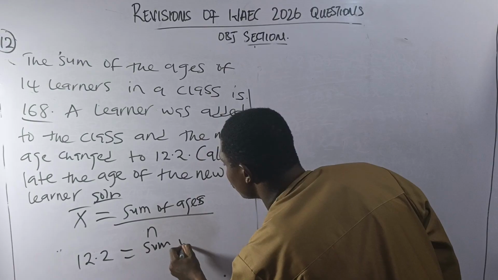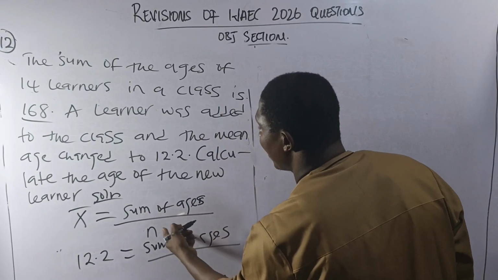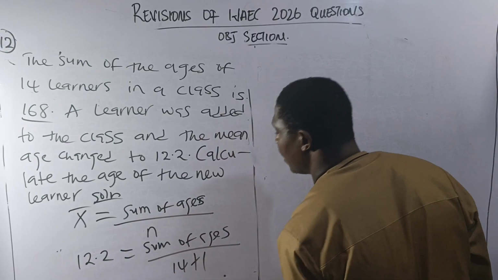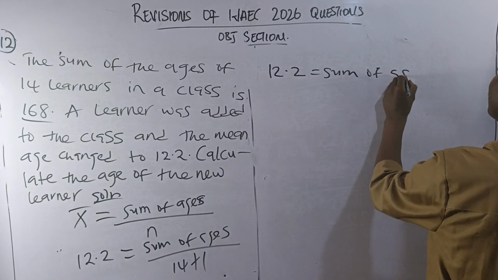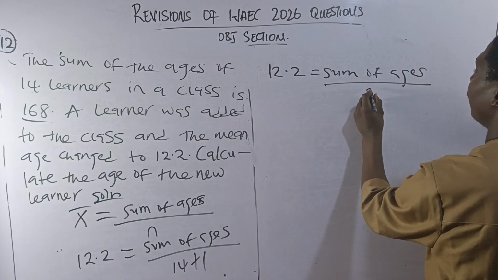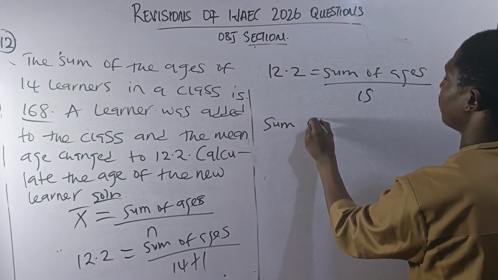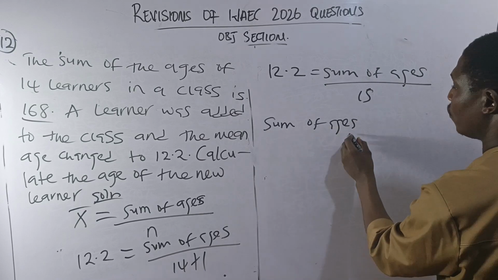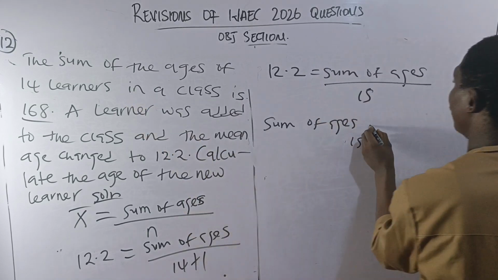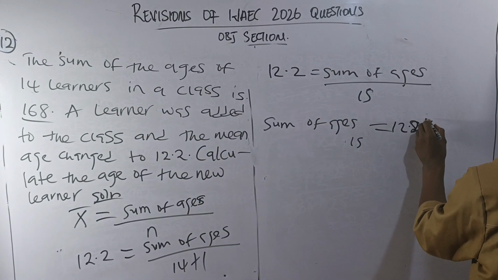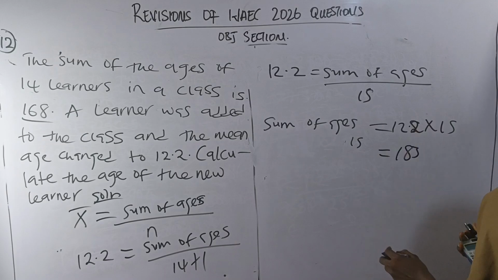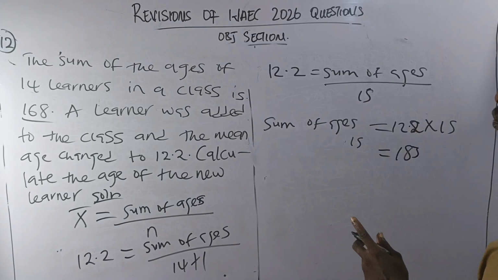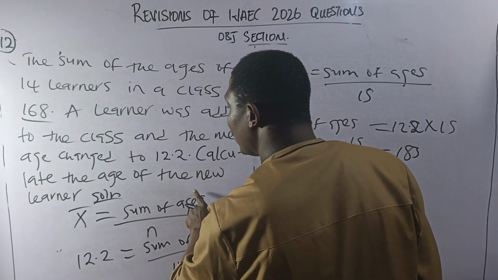So we have sum of ages all over N. N becomes 14 plus 1. So we have 12.2 equals sum of ages all over 15. So the sum of ages, take note, for 15 learners now, will be equal to 12.2 times 15. So we have 12.2 times 15 to give me 183. So I have 183, and they want to know the age of just the new learner.